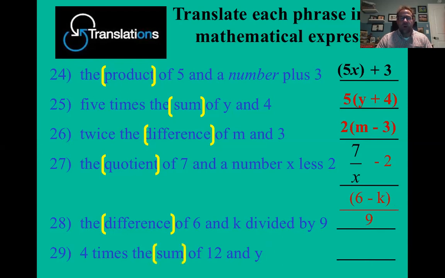Okay, number 29, 4 times the sum of 12 and y. Okay, so there's our private party word sum. Who got invited to the private party? That would be the 12 and the y. So we're going to do private party parentheses, and then 4 times, then we're going to multiply by 4 times. Okay? All right, so look for your private party words. Now, there aren't always going to be private party words, but if there is a private party word, then you want to look next, you want to see who got invited to the private party.